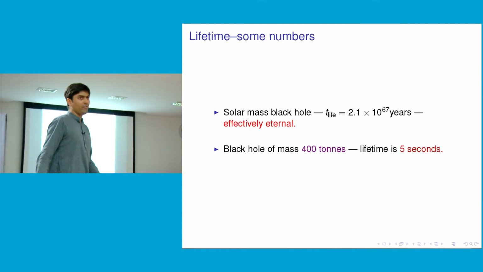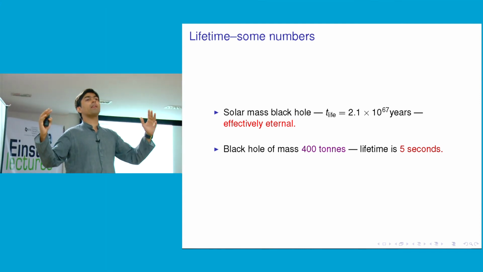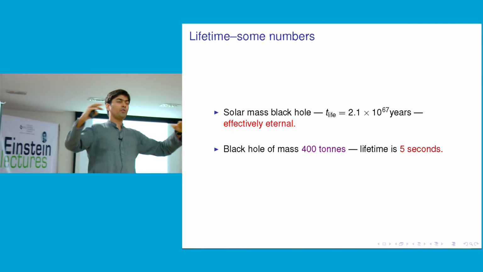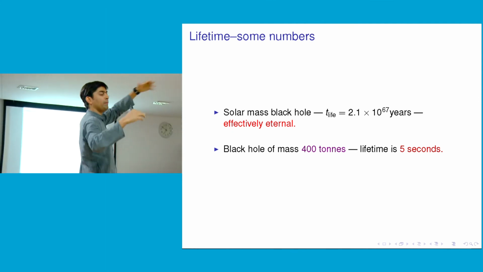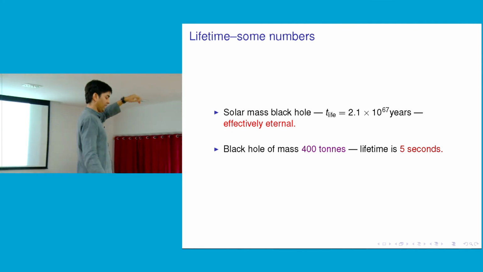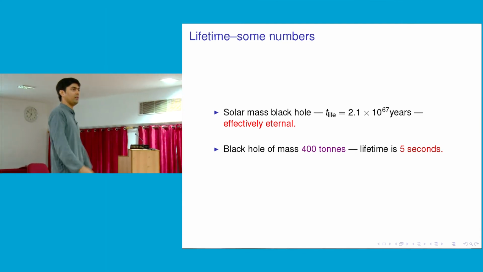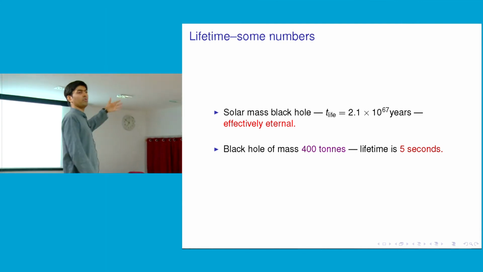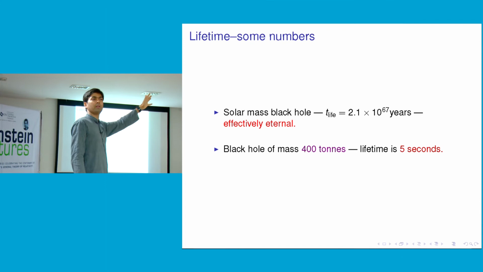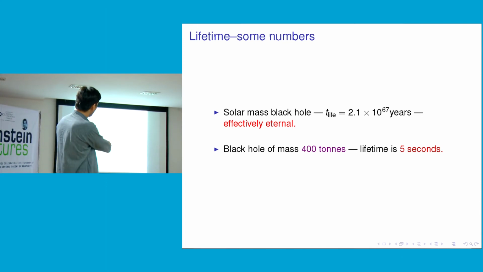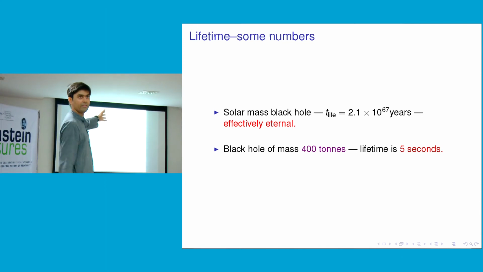So, effectively a black hole like that of the sun is eternal. Okay? So, you do not really need to worry about a big solar mass black hole like the one in the middle of our galaxy evaporating. It is effectively eternal, because remember, the age of the universe is only about 13 billion years, which is about 10 to the 10 years. That is much smaller than this number. Okay?